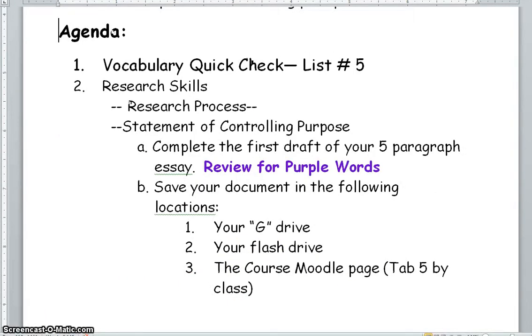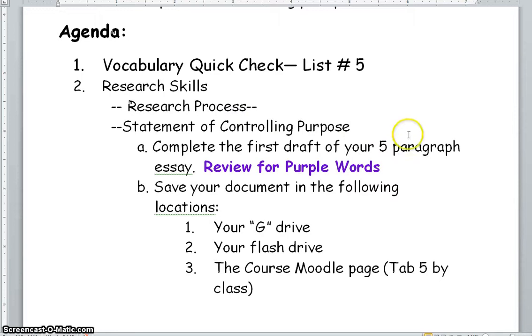Today's agenda. First, we're going to have a vocabulary quick check for our PSAT, SAT, and ACT vocabulary list number 5. Do not forget that tomorrow you have a vocabulary test. The second thing we're going to do, which is a continuation from last week, is research skills. We've got the research process, and we've been working on the statement of controlling purpose assignment.